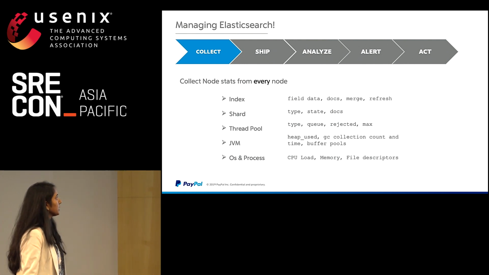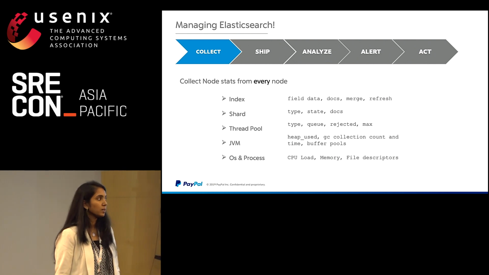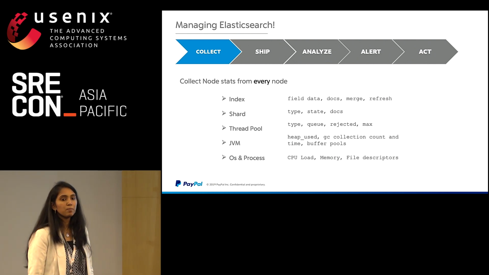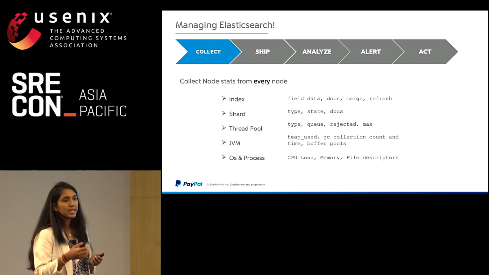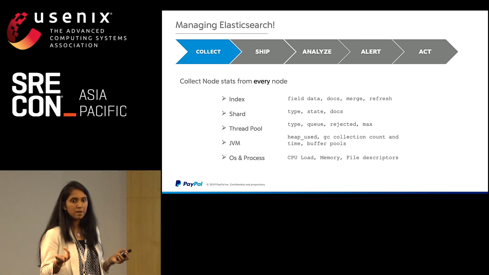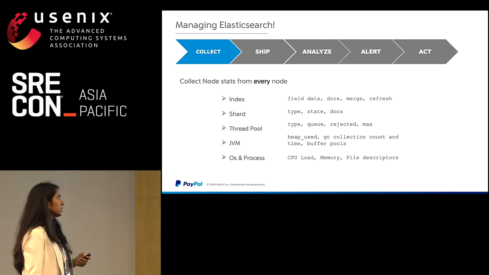You would need data with respect to index, shard, thread pool, JVM, OS, and process. So these dimensions would help you exactly correlate metrics in case of an issue, which would say, hey, my thread pool is low, and that's why my queue size is growing, and maybe that is why my ingestion is having a problem at this point of time.